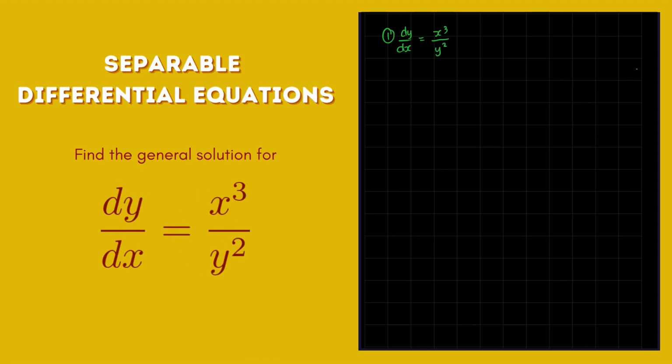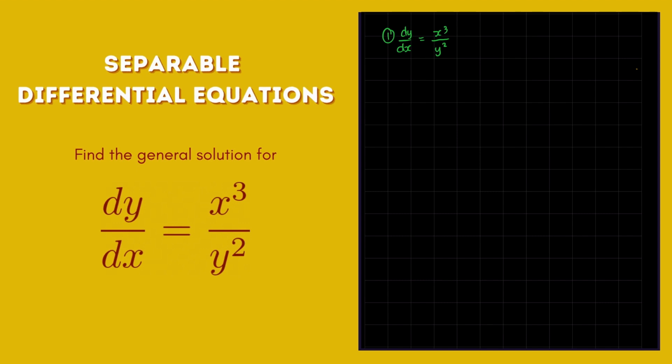For our first example, hanapin natin yung general solution for dy over dx equals x cubed over y squared. What do we mean when we say general solution? So meaning, ito yung lahat ng possible na functions na pwede nating isubstitute sa y para pag kinuha natin yung derivative niya, we will get that the derivative of y with respect to x is equal to x cubed over y squared. So lahat ng functions.